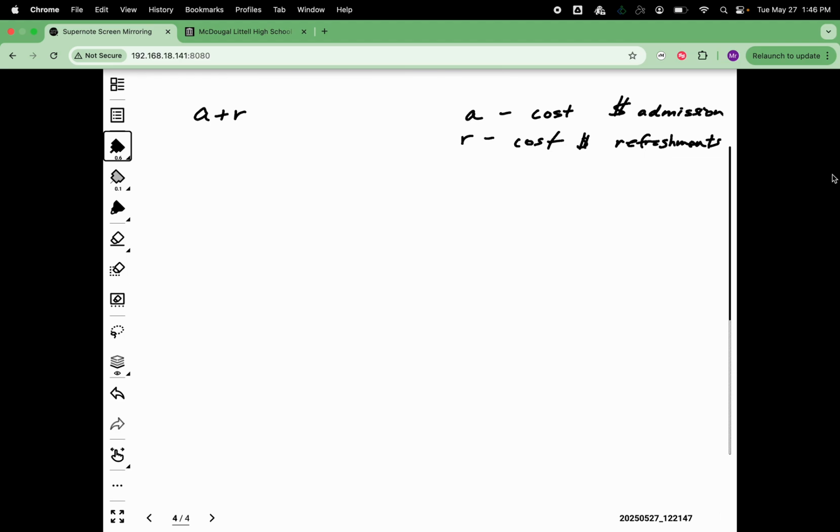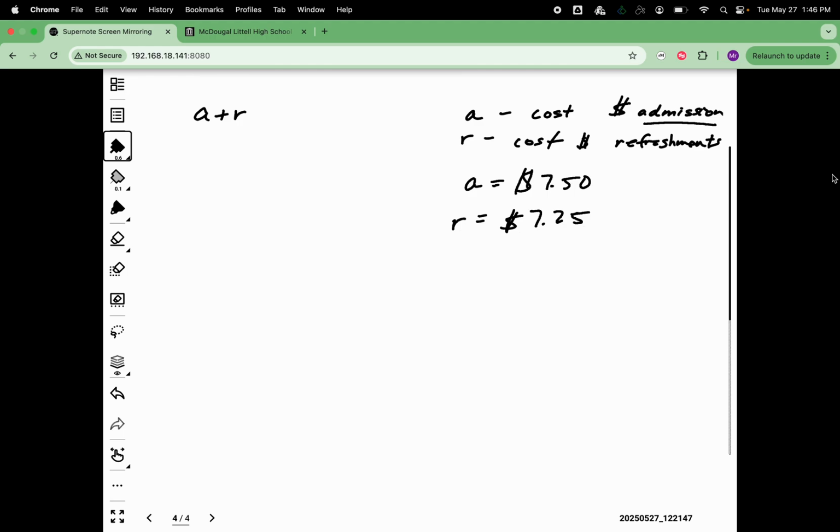It says, suppose you pay $7.50 for admission and $7.25 for refreshments. So admission was A. What is A going to equal? $7.50. And R, it says we're going to pay $7.25.